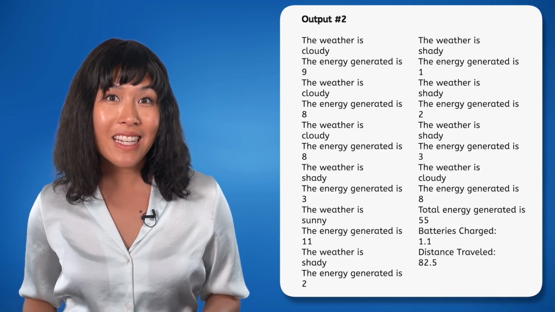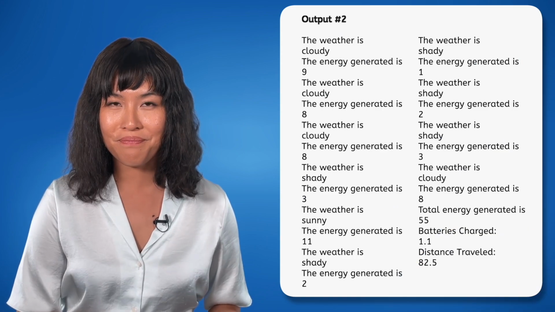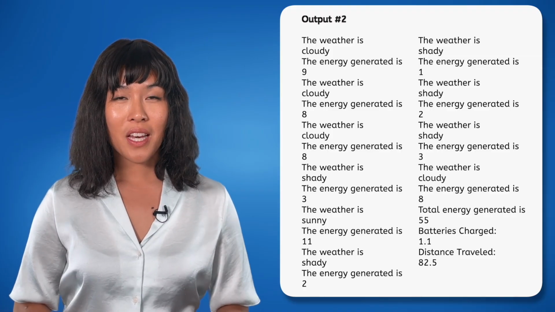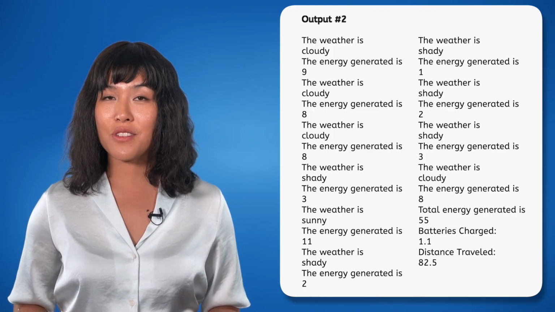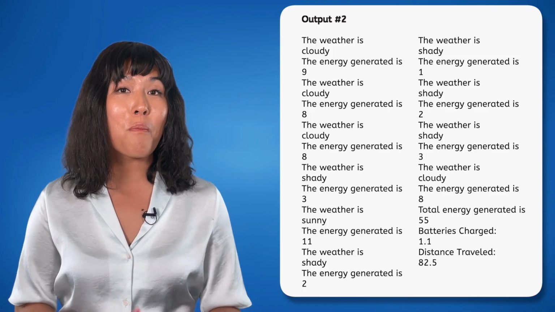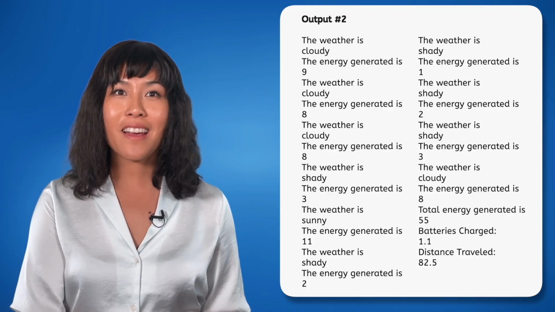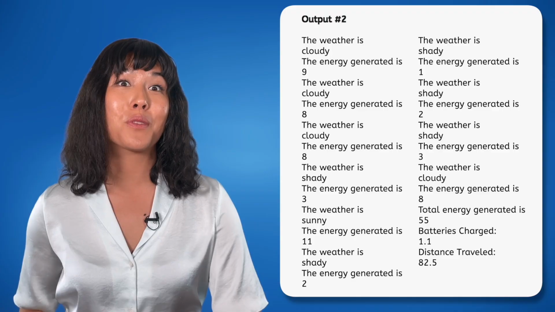Here is a second output of the program. Do you notice that it's different this time? The random numbers have changed because they are simulating moving the solar panels to different locations and retrieving different amounts of sun.